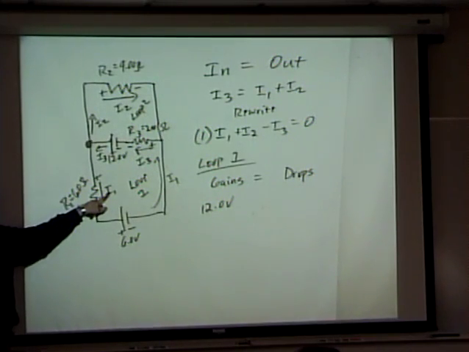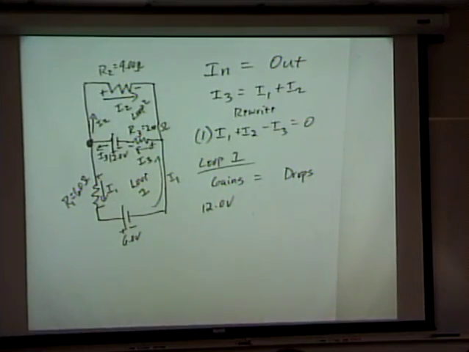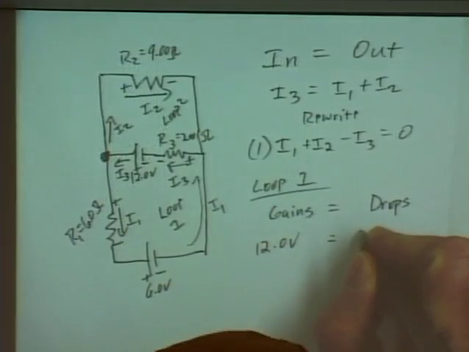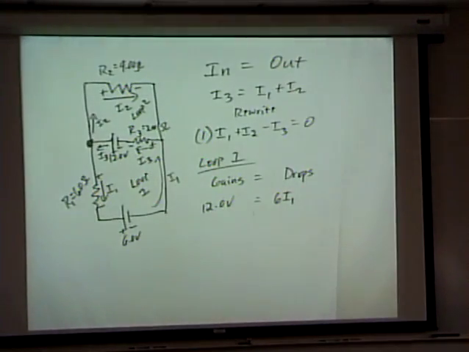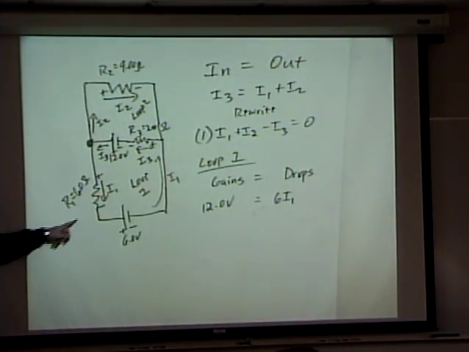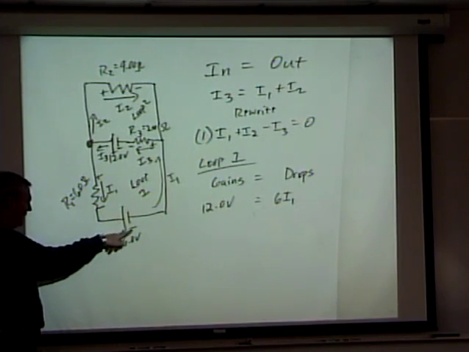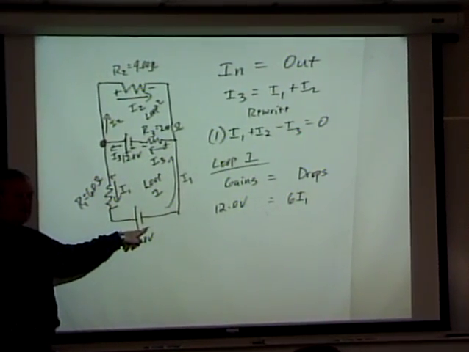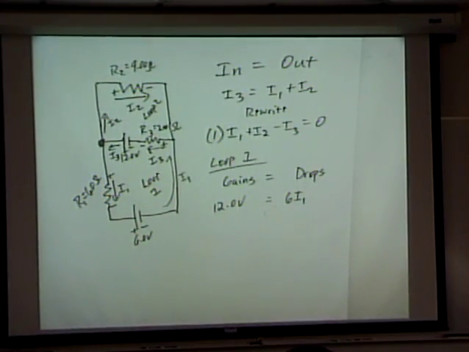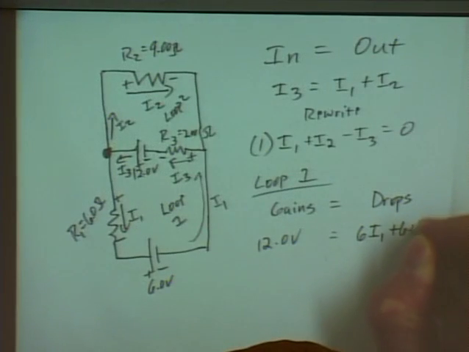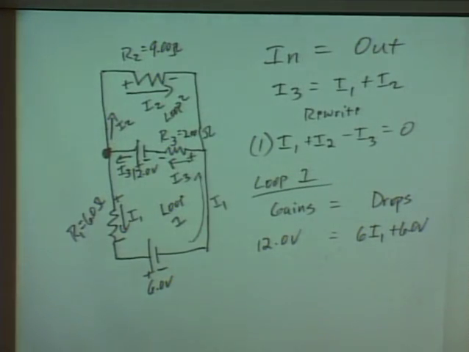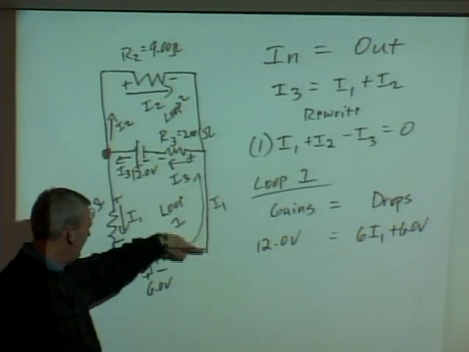6 times I1. Okay? So the drop over here is equal to 6I1. And we keep coming around, and I've got the volts. Plus minus, what happens here? That's a drop. Plus 6. Okay, keep going around. Nothing there.